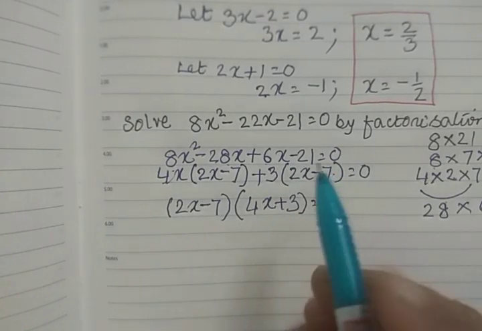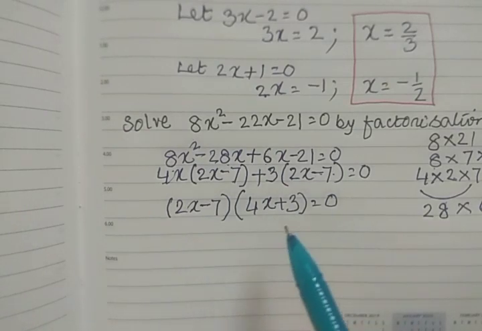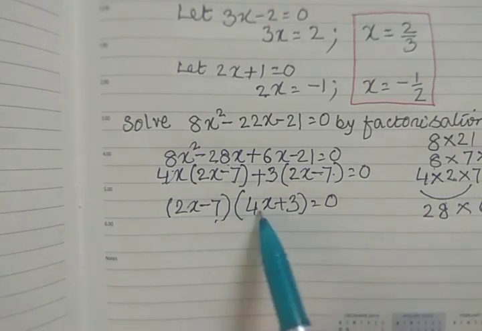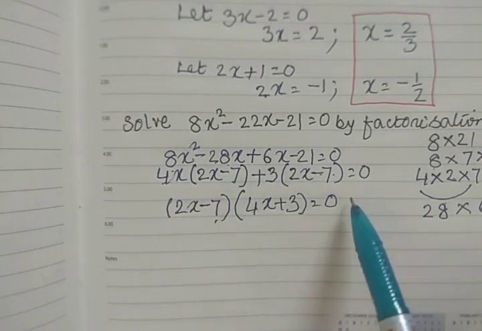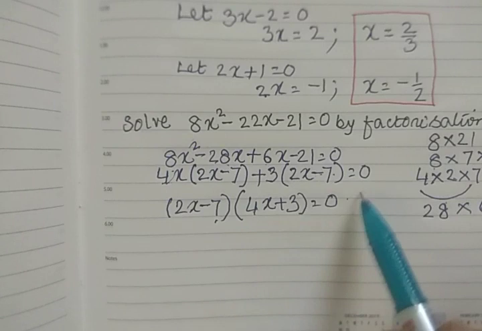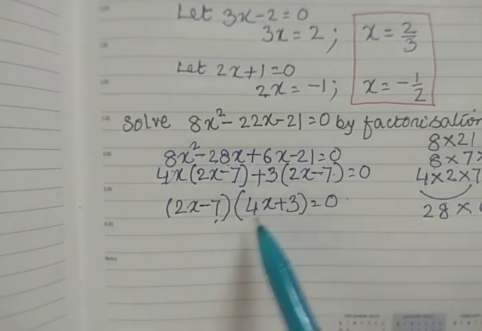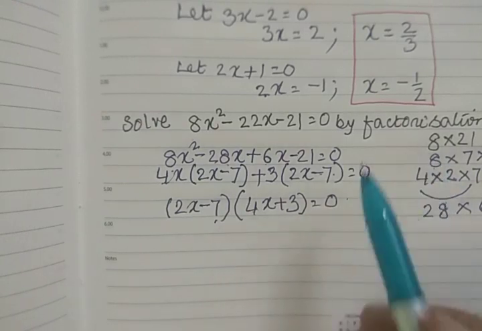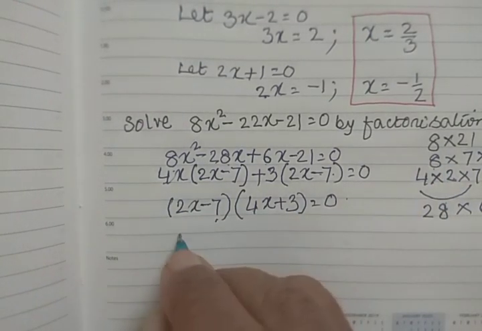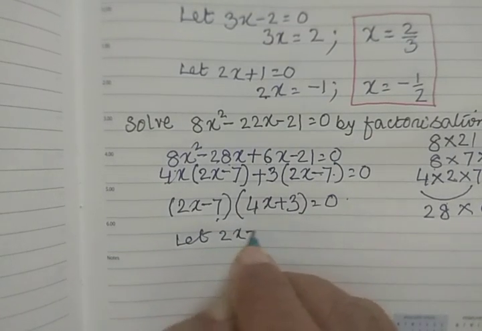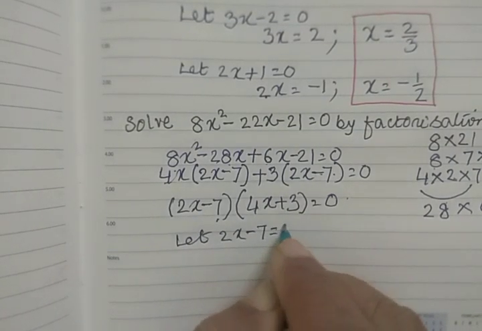So the product of 2x minus 7 and 4x plus 3 is equal to 0. So if any one of these two factors becomes 0, then the product becomes 0. Let me repeat. If any one of these two factors becomes 0, then the product becomes 0. So first let 2x minus 7 is equal to 0.